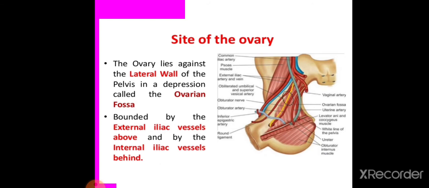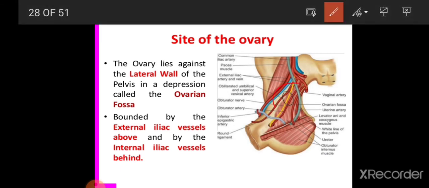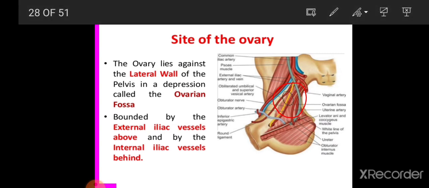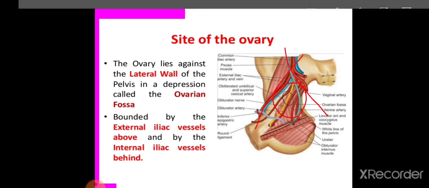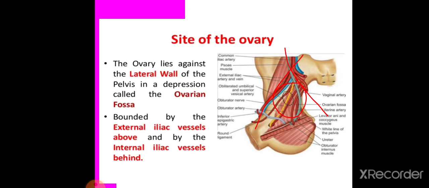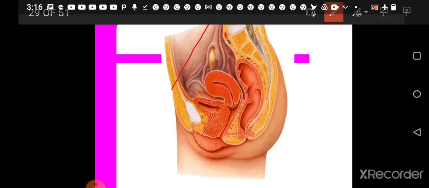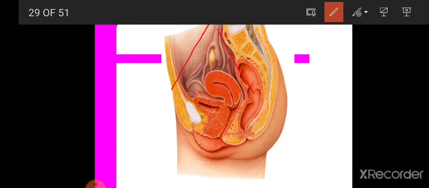Now the site of the ovary: normally it lies against the lateral wall of the pelvis in a depression known as the ovarian fossa. In the diagram we have highlighted the ovarian fossa. This black dot is the ovarian fossa in the lateral pelvic wall. It is bounded by the external iliac vessels above, and internal iliac vessels behind. So this is the boundary of the ovarian fossa where we have the ovary.